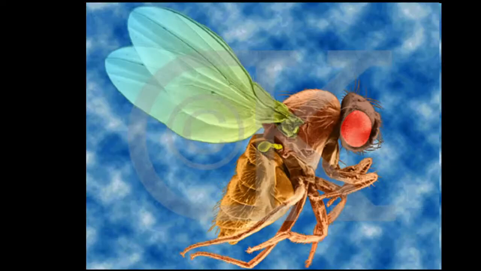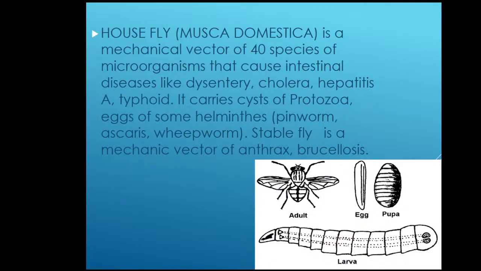The next family of order Diptera is family Muscidae. It includes different flies. Our first fly is the housefly, Musca domestica. This is the simple housefly, which lives everywhere. The medical importance of the housefly is that it is a mechanical vector of spores of bacteria, eggs of helminths, and cysts of different pathological protozoa. So the housefly is a vector for dysentery, cholera, hepatitis, and many other human disorders.